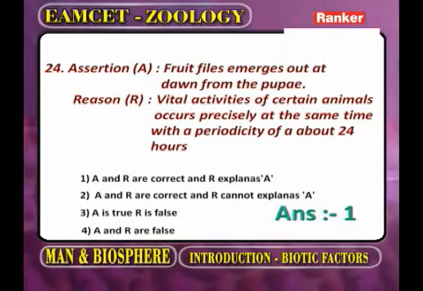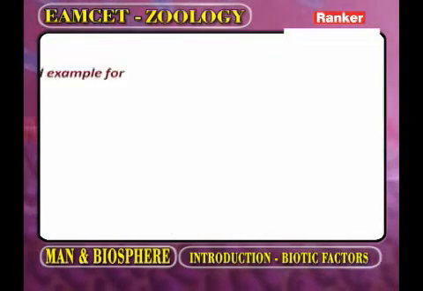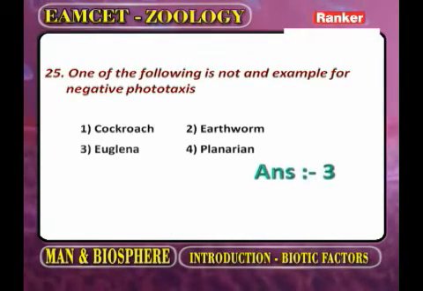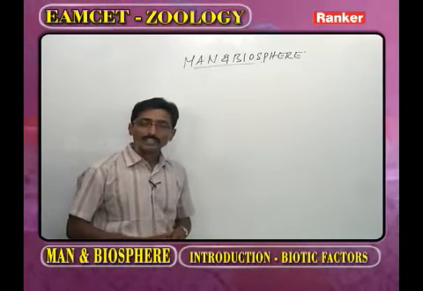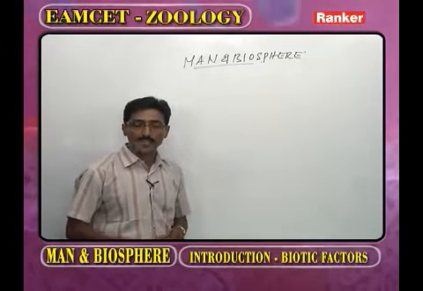Now we go for the next question. One of the following is not an example for negative phototaxis. What is meant by negative phototaxis? The animal moves away from the sunlight. That we call it as a negative phototaxis.